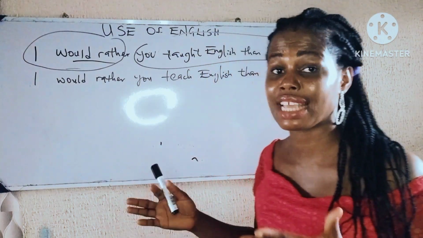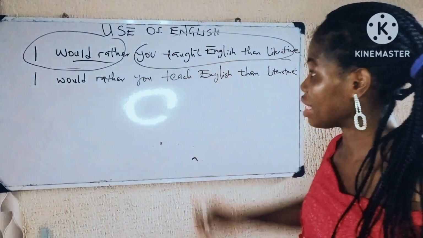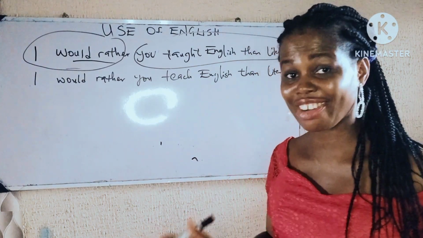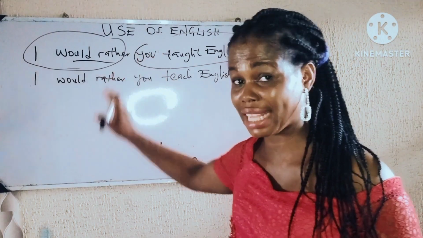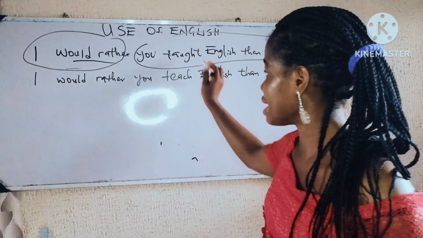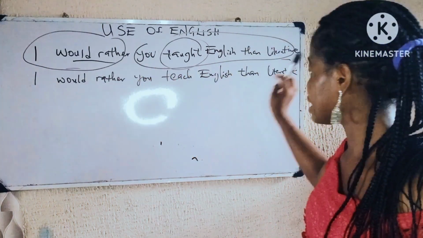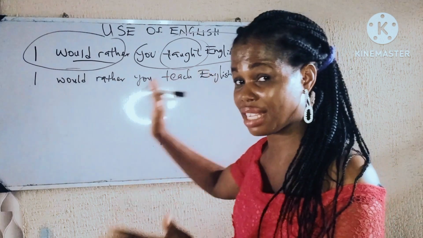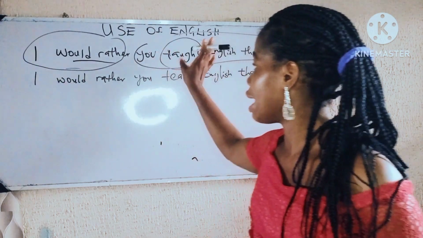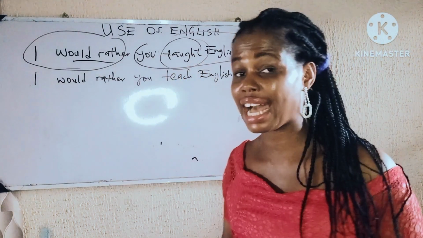Each of them has a subject. I is the subject of the first part of the sentence, and in the second part we have you as the subject. Now, when you have a sentence that contains would rather and the subjects in the two parts are different, you're going to use a verb that is in the past tense. I would rather you taught English than literature. When the subjects of the two parts are different, when they refer to two different people, the verb is going to be in the past tense.